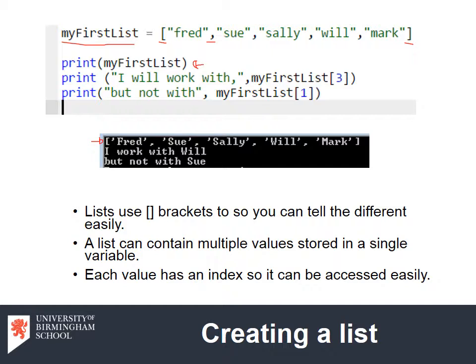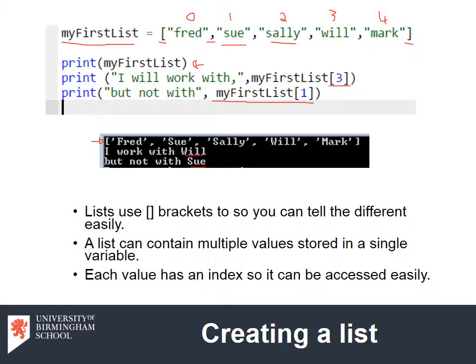I could, if I wanted to, just access one single item in this list. So I'm accessing my first list 3, and that's going to print out Will. You're probably thinking, hang on a second, surely Sally is the third item. The thing with lists is that they're indexed starting at 0. So the first item is at index 0, then 1, then 2, and then finally 3 and 4. So Will is at position 3. Conversely, my first list 1 is going to be Sue, and that's where the Sue came from.